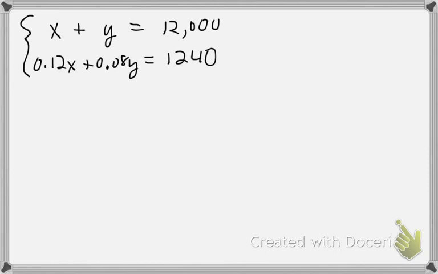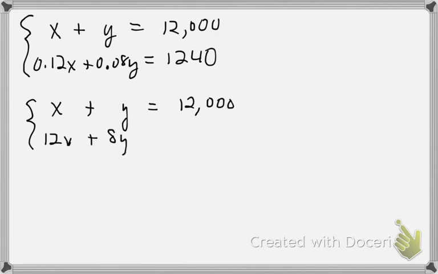Now, you can live with decimals, but decimals are ninja fractions. So we can get rid of them if I multiply the second equation by 100. That means I'd get 12x plus 8y equals 124,000. I was going to try and read it before putting the zeros in, but no, I need to put those in first. That helps. All right, so how do you want to solve this system?